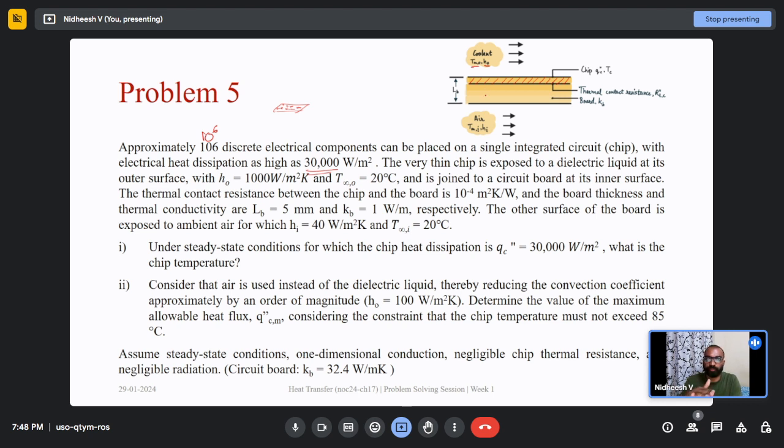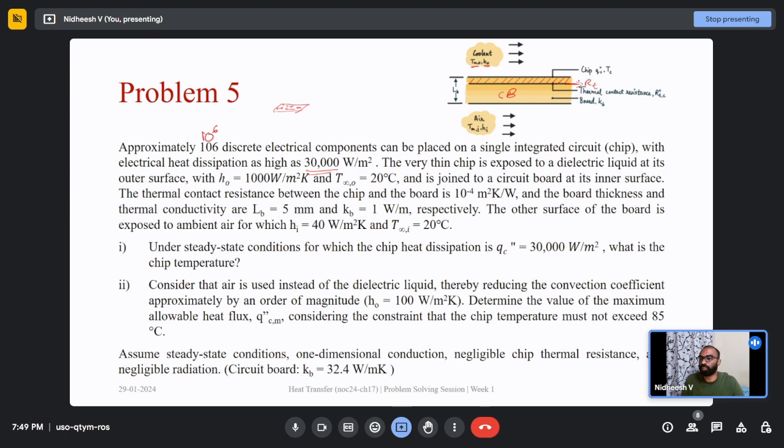Yeah, this chip is joined to a circuit board. That is, this is the circuit board, CB. The thermal contact resistance between the chip and the board is 10 power minus 4 meter square Kelvin per watt. This chip and circuit board are joined by, say, some adhesive, and that joint has a thermal resistance.